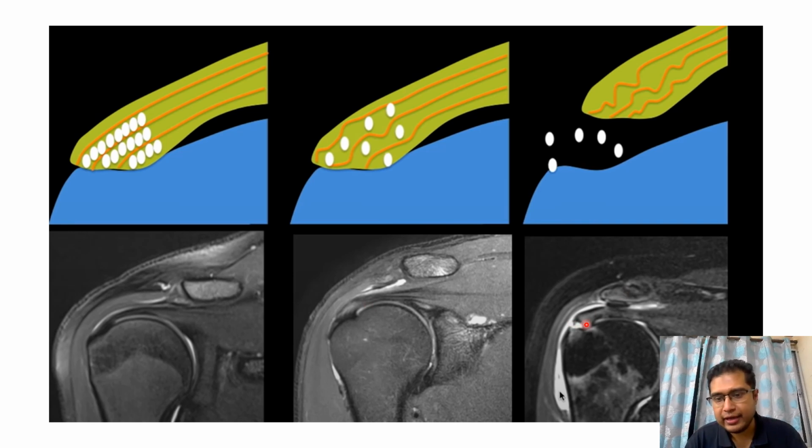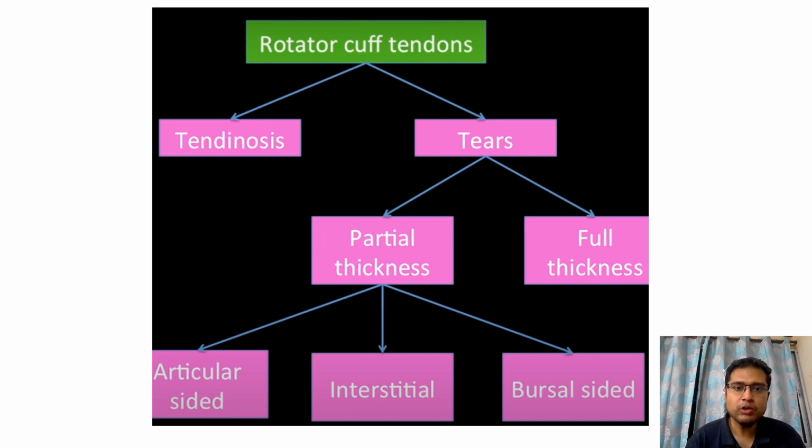While in case of a tear, the signal of the bursal fluid and the tear is the same because the collagen fibers are disrupted there and the water molecules are completely free to move. Coming to the classification of rotator cuff tendon injuries, which includes tendinosis and tears. Tears can again be subdivided into partial thickness tear and full thickness tear. Partial thickness tear again has to be classified into articular sided, interstitial, or bursal sided tears.